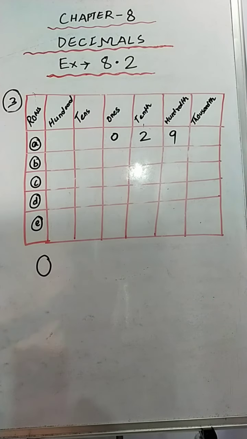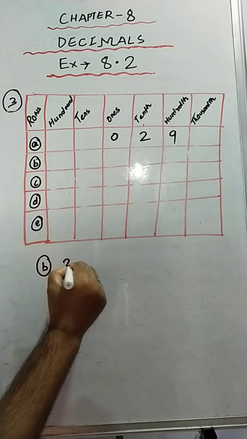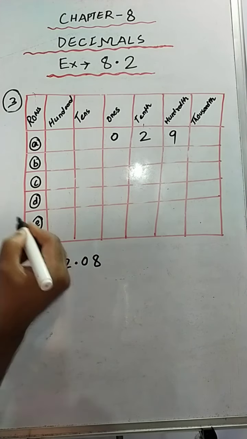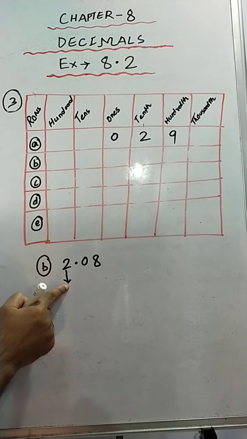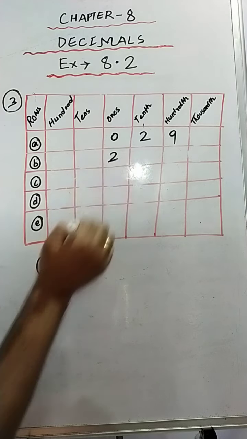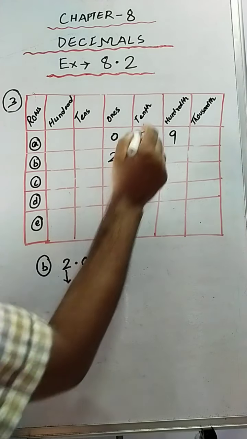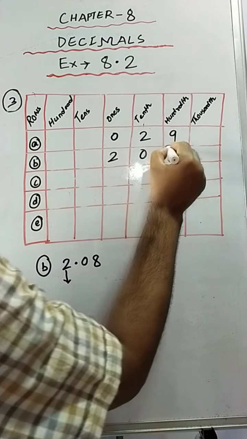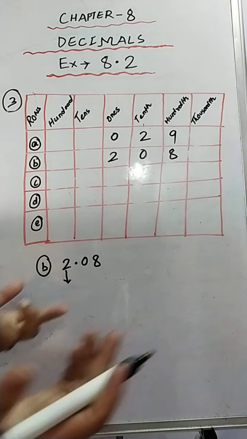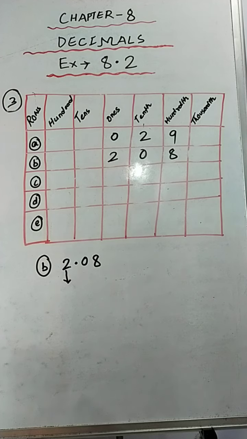So what do we have in sum number B? 2.08. Now again you have to know the place value of all the digits. What is the place value of 2? Ones. So we'll put it under ones only. What is the place value of 0? Tenth. So we'll put it under the tenth column. Now what is the place value of 8? Hundredth. So we'll put it here. So easy, isn't it?